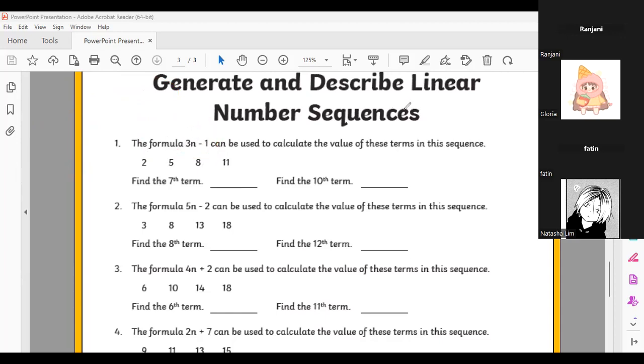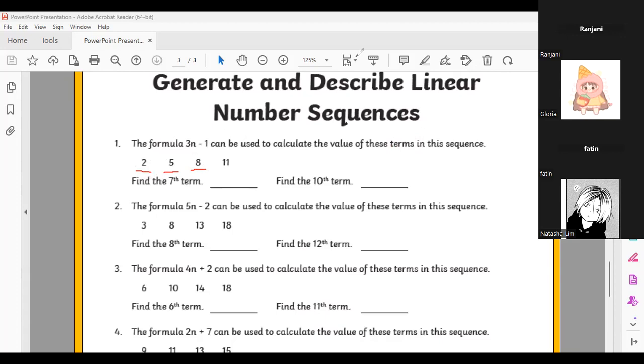Once you learn it, you will know. So remember I told you the word terms? You come to Form 2 already, you must learn some important words like terms. This is the first term. The 5 there is the second term. The 8 is the third term.